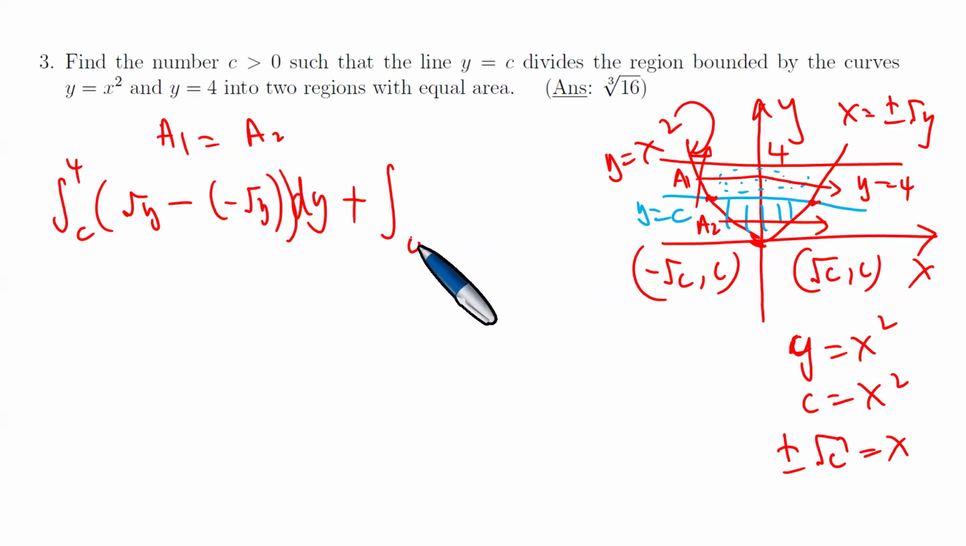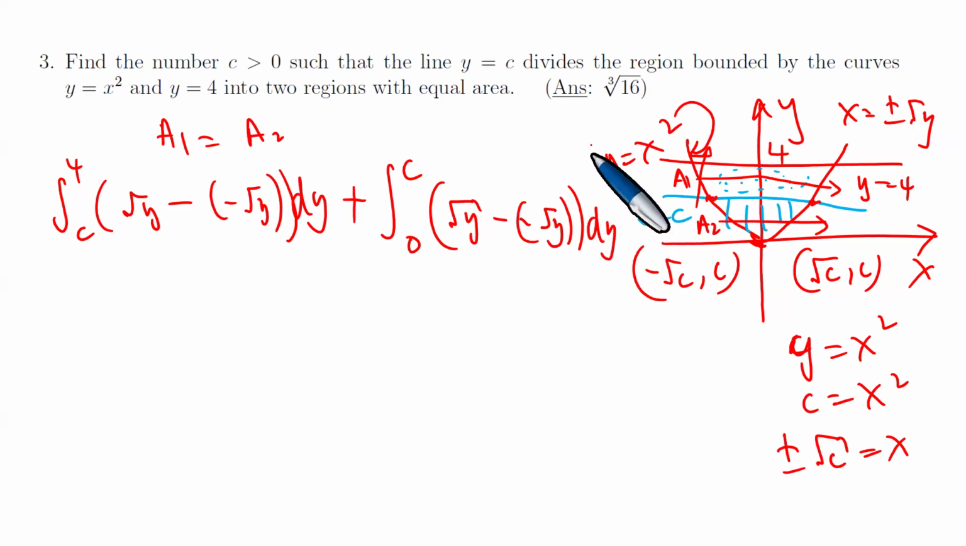Right, now from 0 to c. The upper curve, you integrate right minus left. Use the right minus left rule. Right is the square root of y, and left is minus the square root of y, dy.